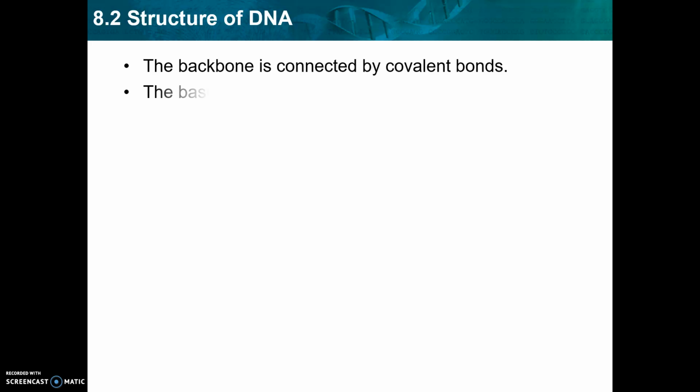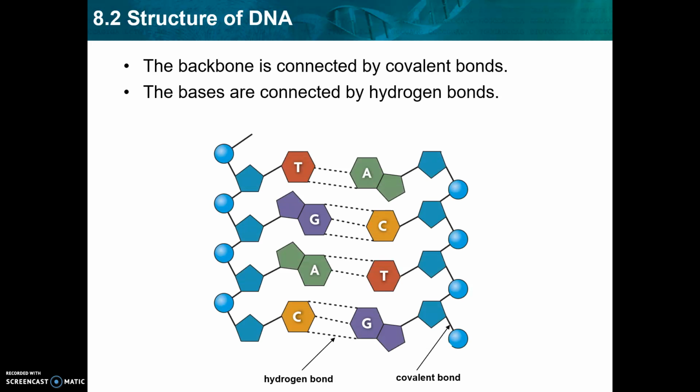Now let's talk a little bit about this structure of DNA. So we're using a different diagram here. We're looking at the nucleotides and how they pair up. So here would be one nucleotide. We have a sugar, we have a phosphate, we have a nitrogen base. It's pairing up with the nucleotide on the other side, sugar, phosphate, nitrogen base.